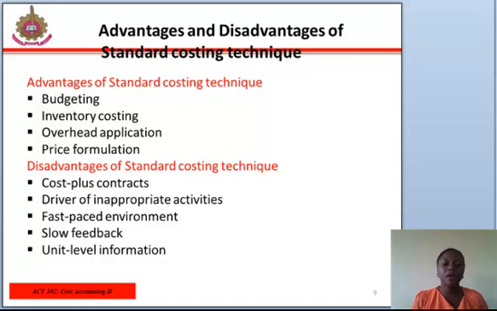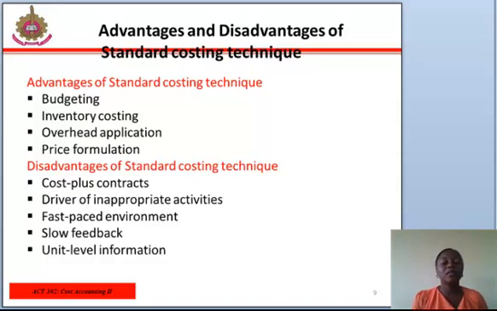Slow feedback. A complex system of variance calculations is an integral part of a standard costing system, which the accounting staff completes at the end of each reporting period. And if the production department is focused on immediate feedback of problems, for instance, for instant correction, the reporting of these variances is much too late to be useful.